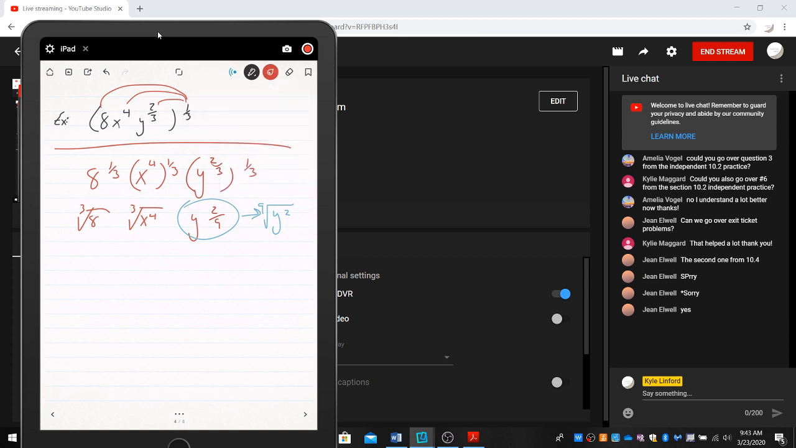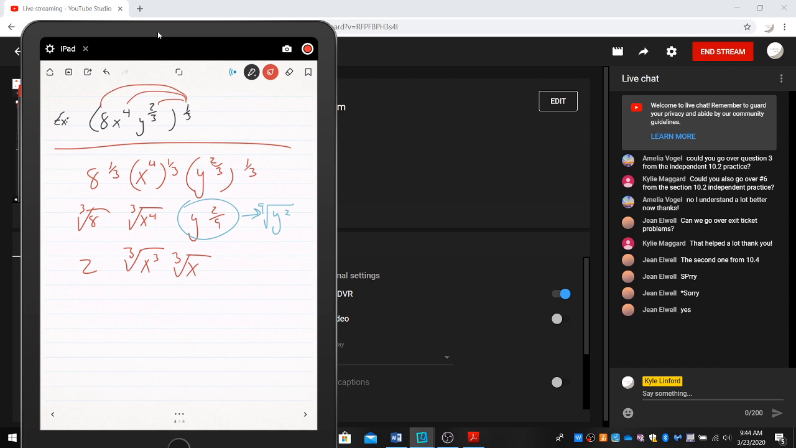So let's keep going. Let's try to simplify these down. The cube root of 8, well, that's just a 2. And then we have the cube root of x to the 4th. Well, that's the cube root of x cubed and the cube root of x. That's how I'm splitting up x to the 4th.